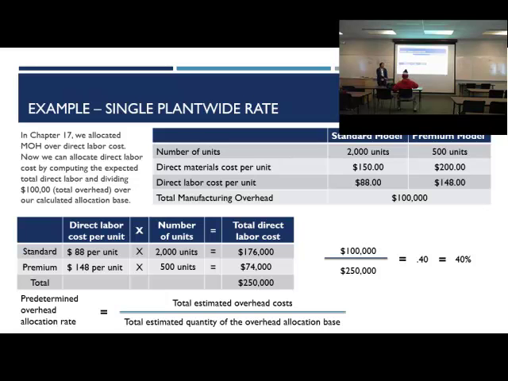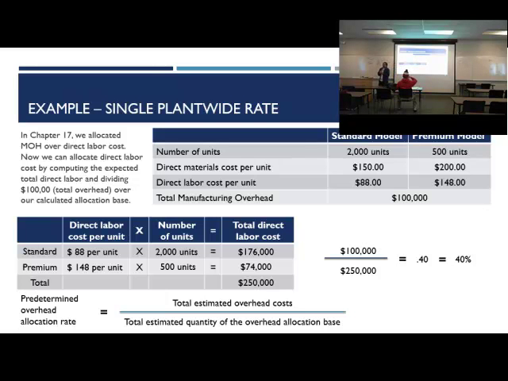So how much do we expect it to cost? On the standard unit, we expect it would cost us $88 per unit of labor, and we're going to make 2,000 units. And we expect the premium to be $148 a unit, and we expect to make 500. That's how we get 250,000. We estimate the overhead cost would be $100,000. We divide that by the estimated cost driver, which is 250,000, and we get 40%.